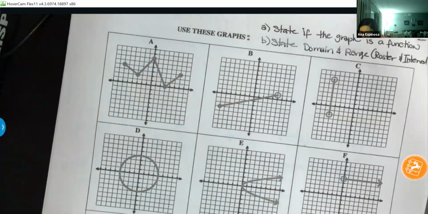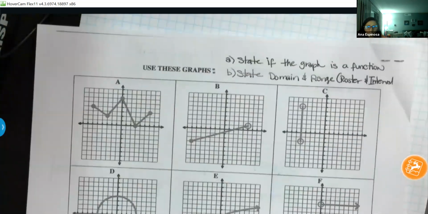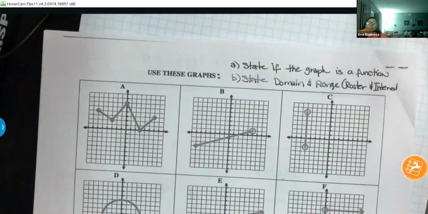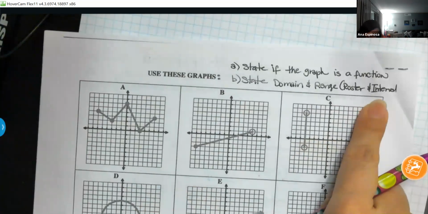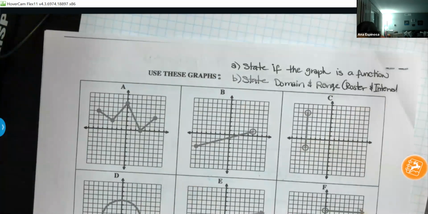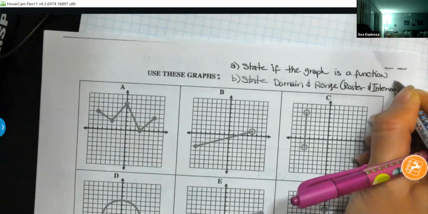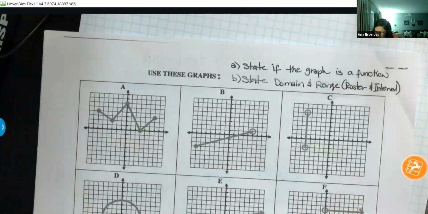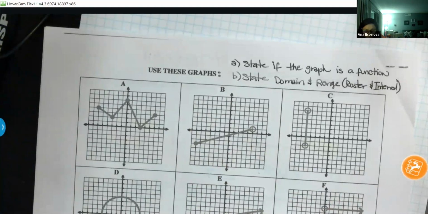The last thing I'm going to do is state if this is a function. I'm going to zoom out just a bit and not do all of them. Then state the domain and range in roster notation. The domain is how far this graph goes left and right. The range is how far it goes up and down. We're going to do both interval and roster notation. I'm going to close this, I forgot to do that. Let's see. We'll start off with an easy one. We'll start off with D.